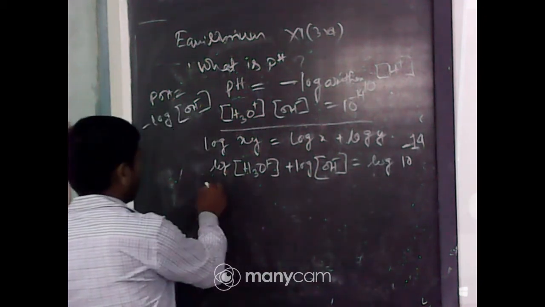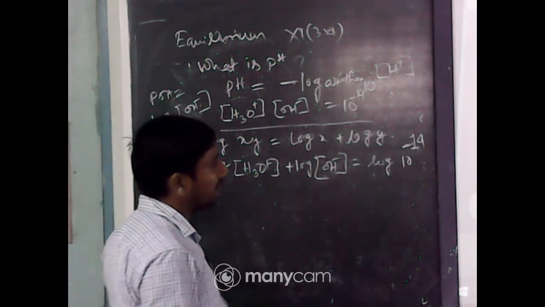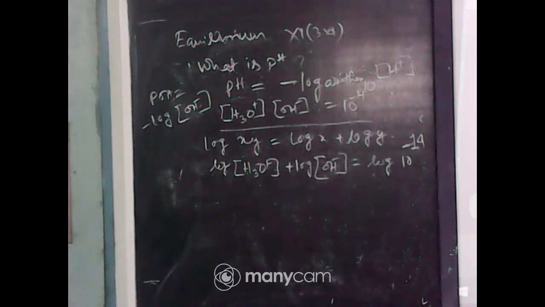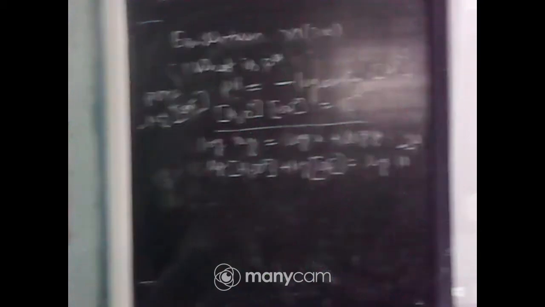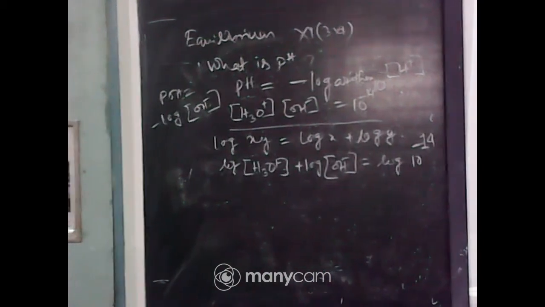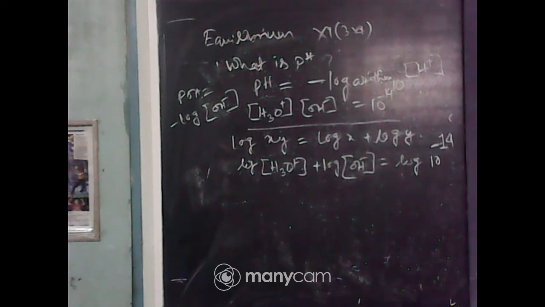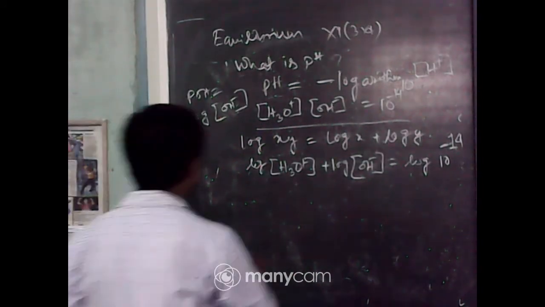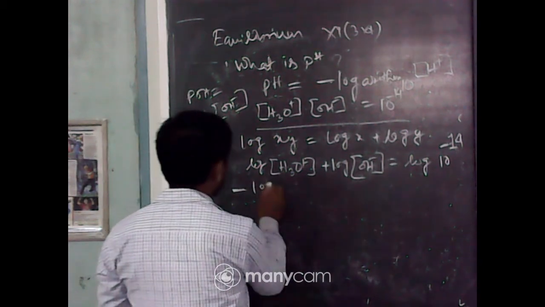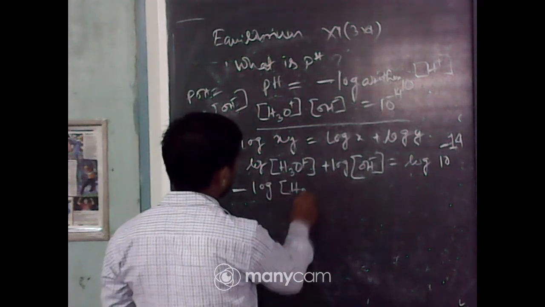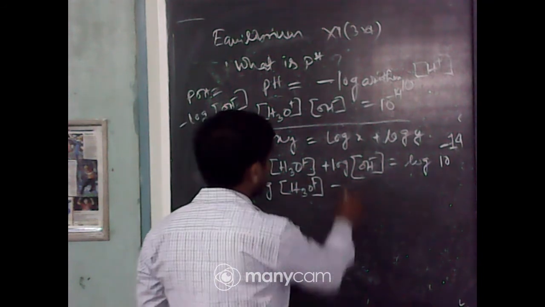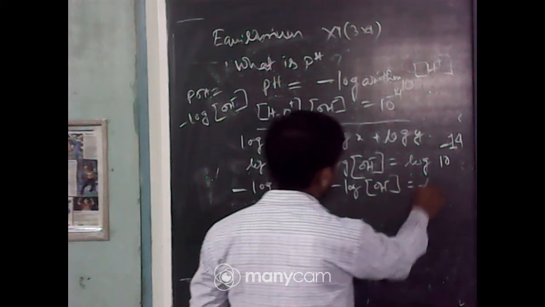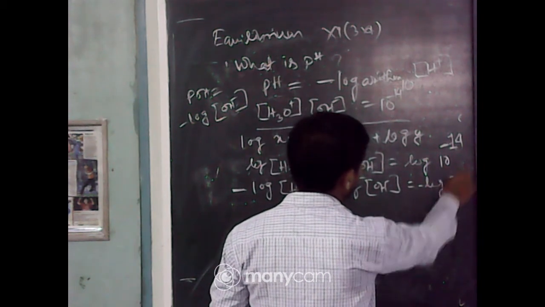So, if we want to convert it to pH, then what will happen? Taking a minus sign, minus logarithm of concentration of H3O plus minus logarithm of OH minus is equal to minus log 10 to the power minus 14.